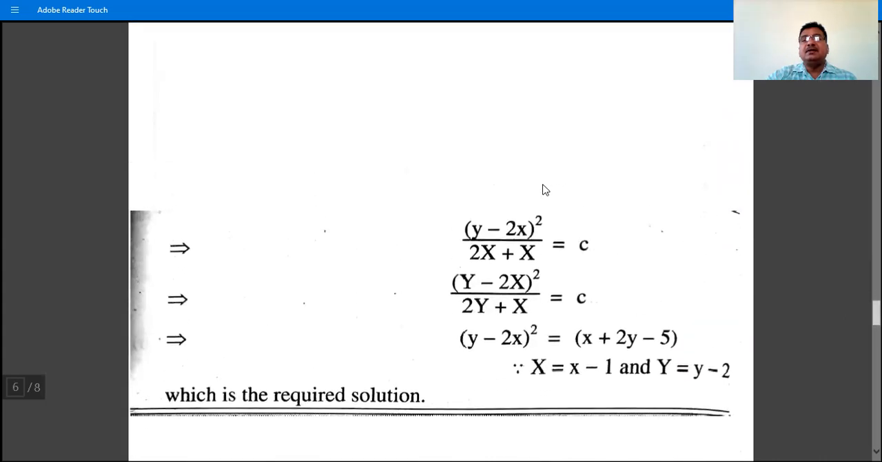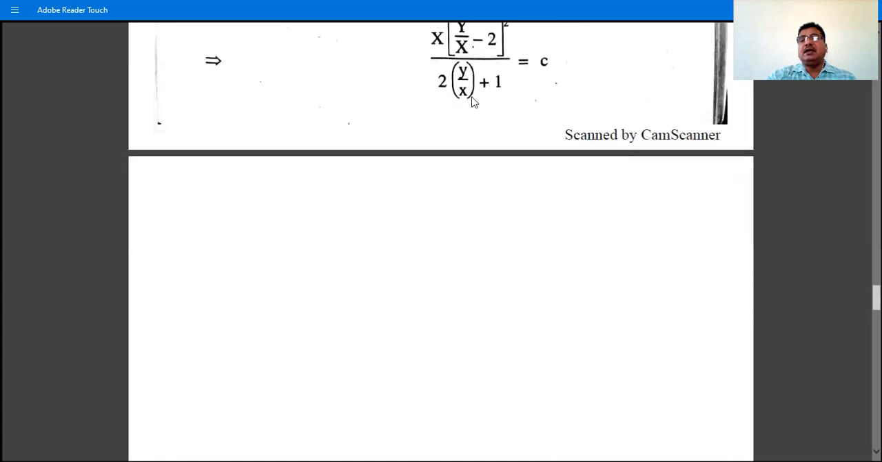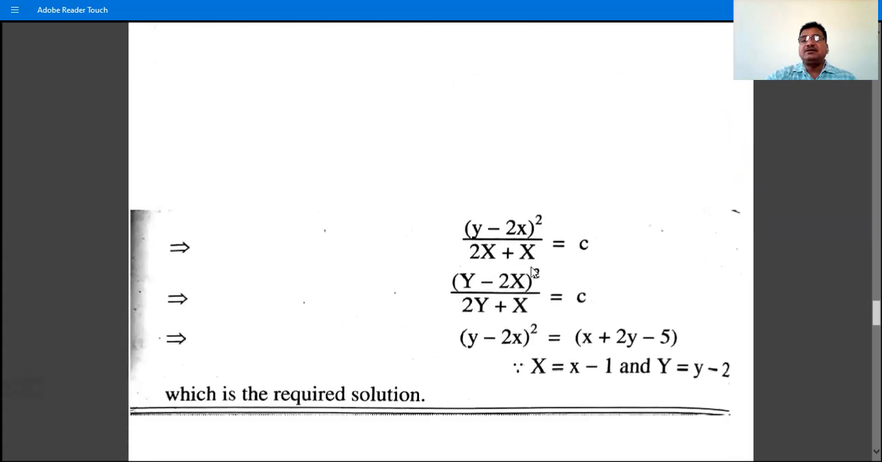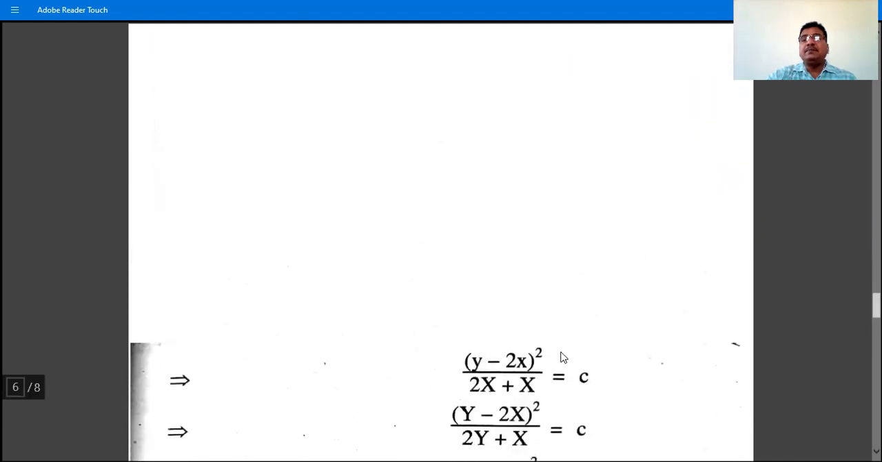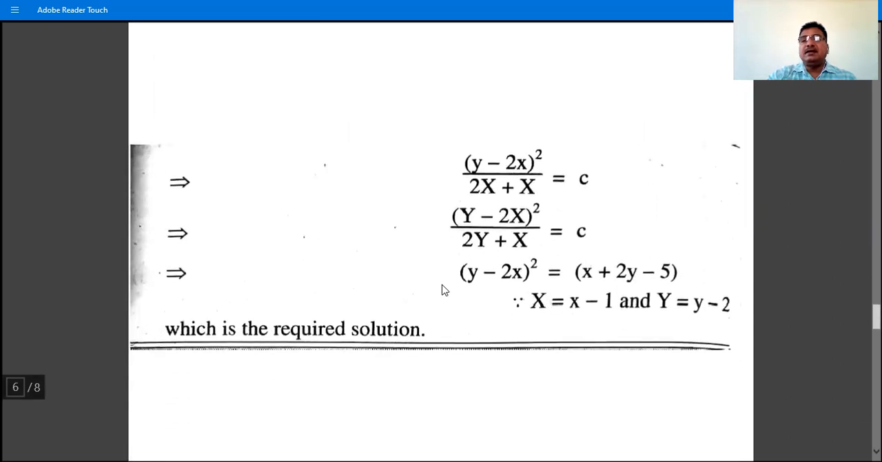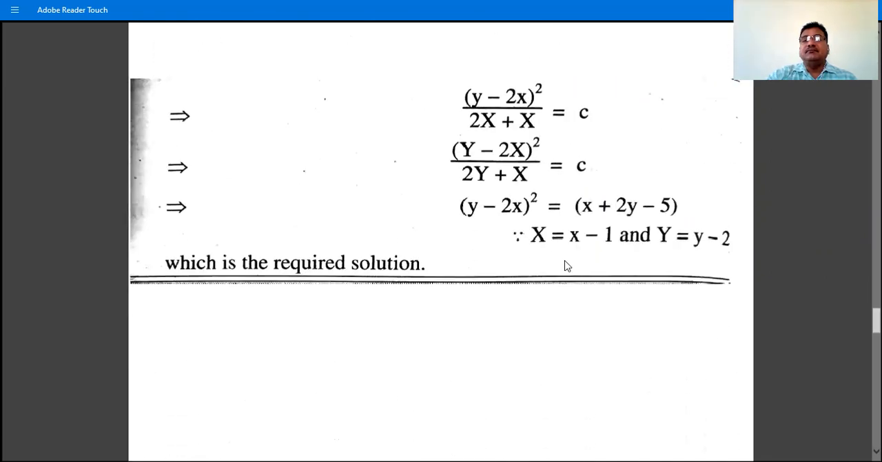And then the next step is what? Taking capital X as LCM in (Y − 2X)² divided by X², and X² divided by X. Here also we have capital X as LCM in 2Y + X, and X gets cancelled. So we have (Y − 2X)² divided by (2Y + X). So we have (Y − 2X)² = c(2Y + X), a constant.